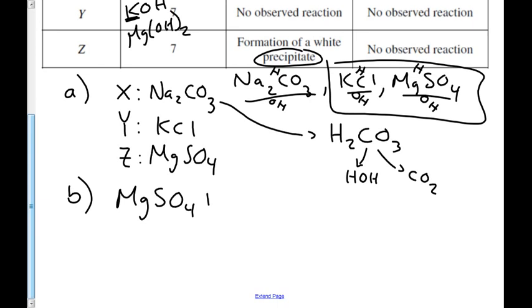But if you're not sure, it's a double replacement reaction, right? All precipitate reactions that we deal with are double replacement reactions. So it sure as heck isn't going to be the Na2SO4. If you're like, whoa, why not? Alkali metal.